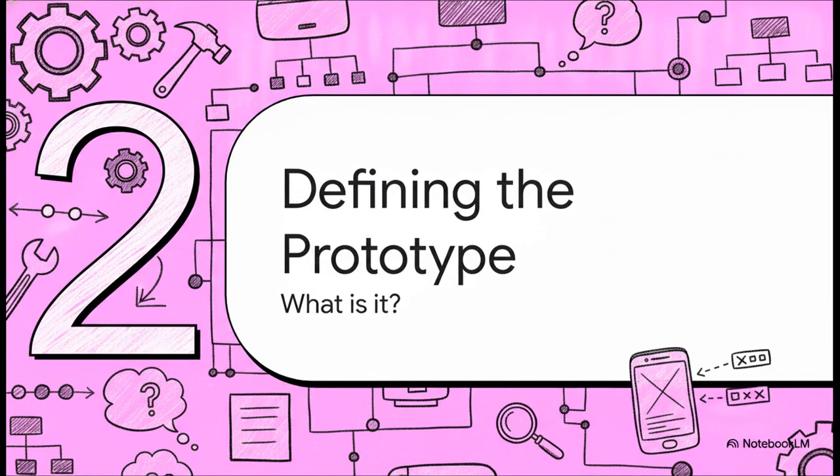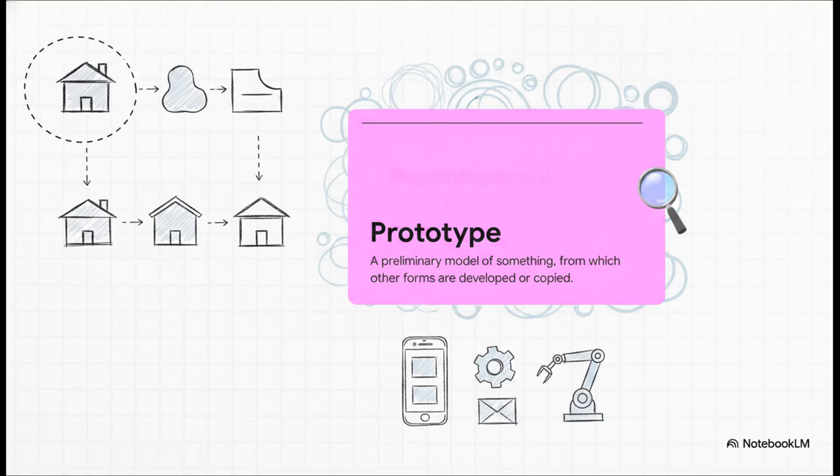Moving right along to Section 2, Defining the Prototype. So according to the standard dictionary definition, a prototype is simply a first, typical, or preliminary model of something from which other forms are developed or copied. But I really want you to focus on 2 specific words there, first and preliminary. You see, a prototype is absolutely not the finished, polished product that gets shipped to the consumer. Rather, it's the raw, preliminary model that allows you to test out your assumptions early and, importantly, test them often.